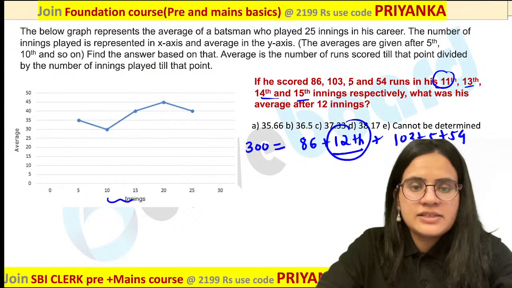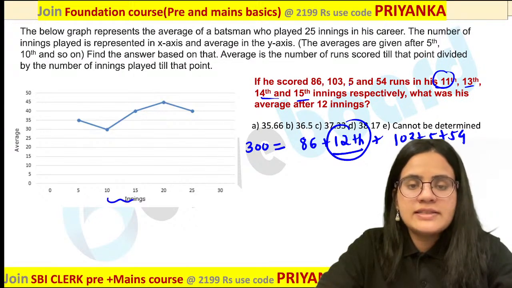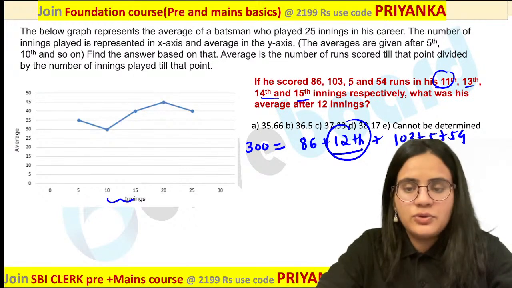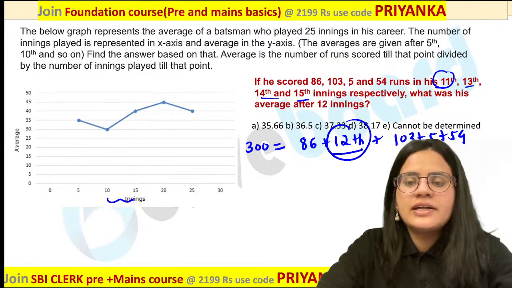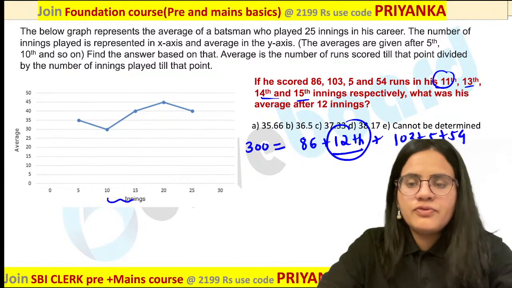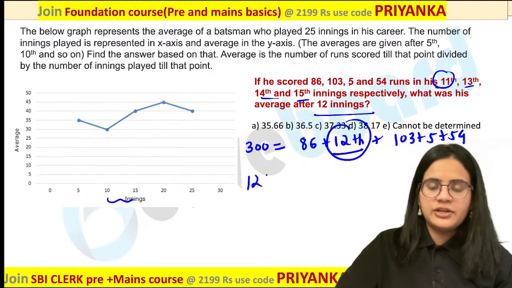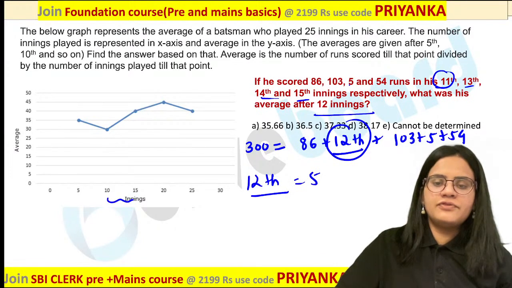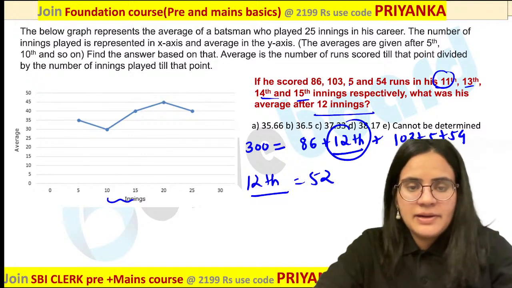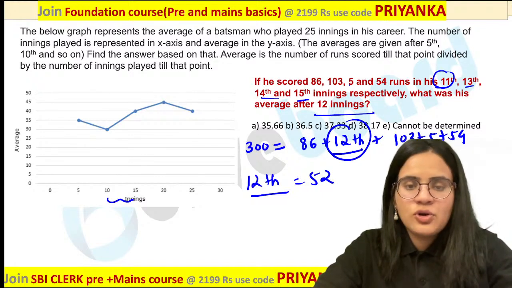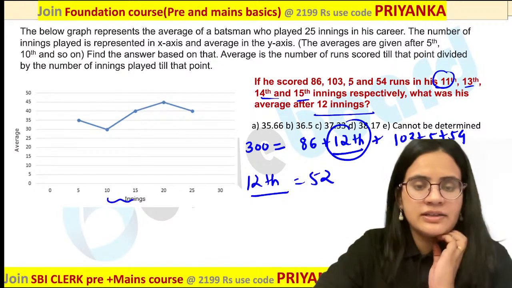So 36.5. Now they are asking you what is his average after the 12th value. Okay, this is again important. Yes, Rohit, you are right. So first you have to calculate what is his 12th inning score. So you are going to get your 12th inning score as 52 in this case. Everybody is following this? 12th inning score is going to be 52 using this value over here.